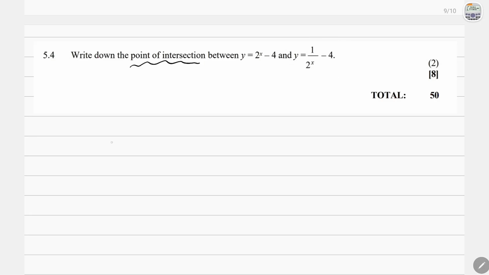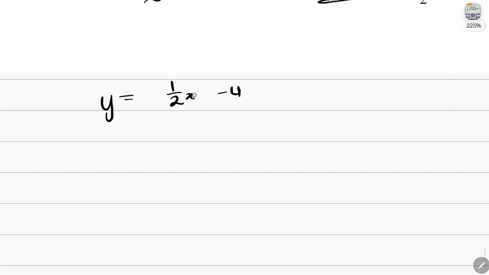So think about what this graph is, okay? It's y equals 1 over 2 raised to the power of x minus 4. It can be written in a way that we can easily compare it to this. And that is to take this 2 to the power of x in the denominator and then move it up to the numerator. When you do that, it's going to cause the exponent to become negative. So this is actually 2 raised to the power of negative x.